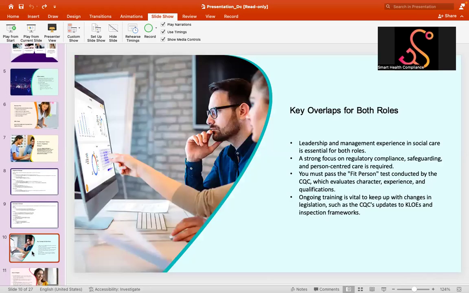So the key overlaps for both of the roles, just as a bit of a summary, are leadership and management experience in social care and a strong focus on regulatory compliance. You must pass the fit person test conducted by the CQC, which evaluates your character, experience, and qualifications. And ongoing training is vital.